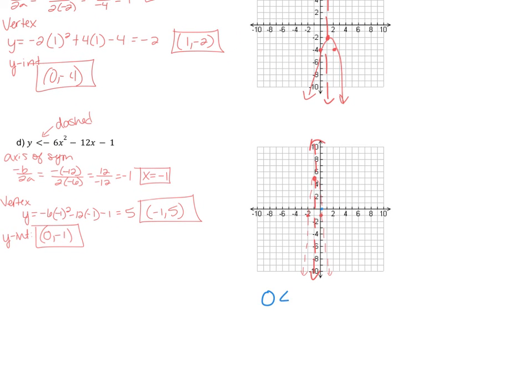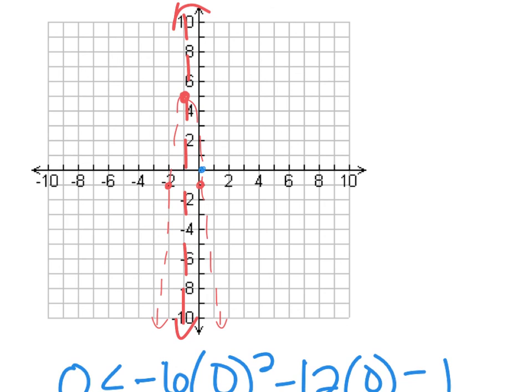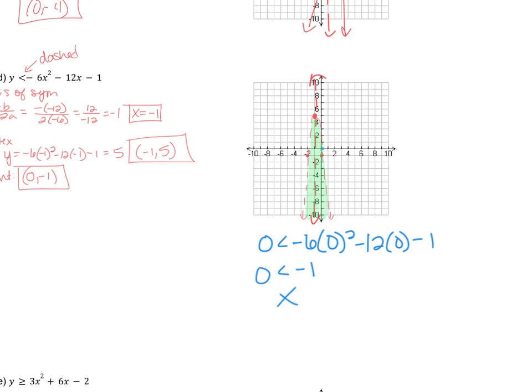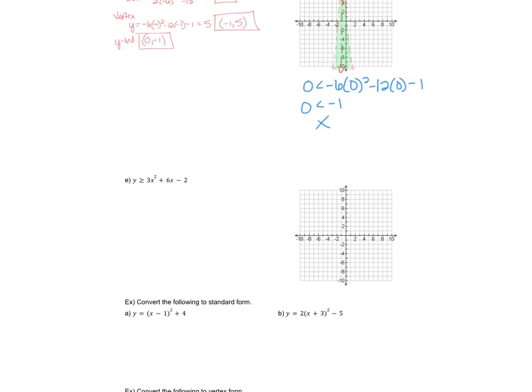So 0 is less than negative 6 times 0 squared minus 12 times 0 minus 1. So those first two terms are just 0. So I have 0 minus 1, which is negative 1. So is 0 less than negative 1? The answer is no. So since that test point is on the outside of the parabola, we need to shade inside the parabola. Okay, so there we go. Now the problem's done. Now let's go on to the next one.